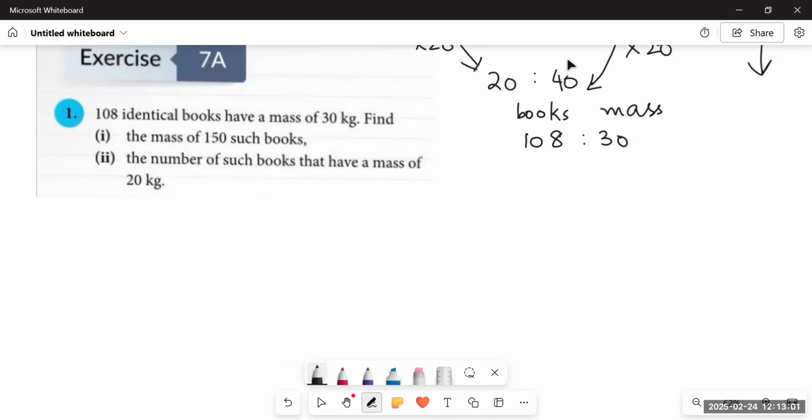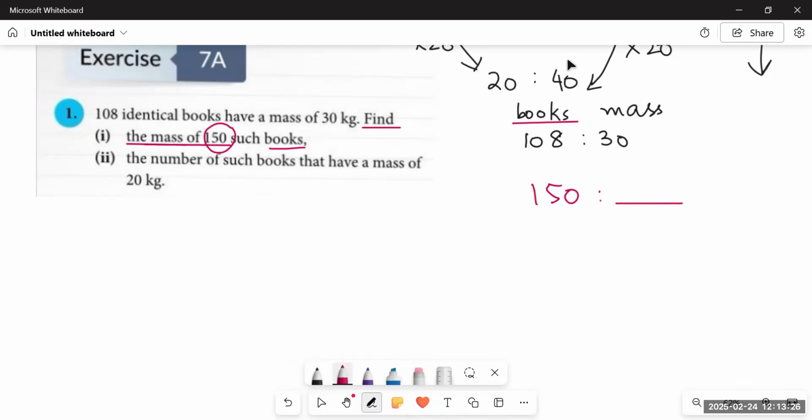What are we given in part 1? We are provided with the mass. Sorry, we have to find out the mass. Find the mass of how much? Of 150 books. So what are we provided with? We are provided with books. We will search the column of books and we will write 150 below it. And then we will find the mass of 150 books.